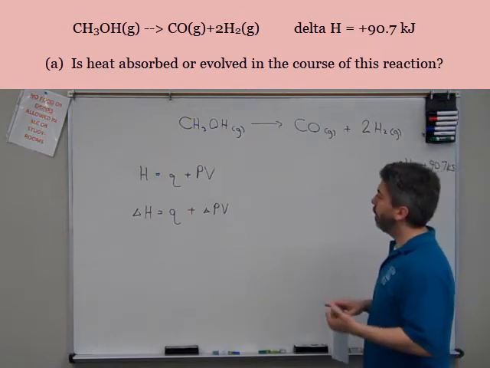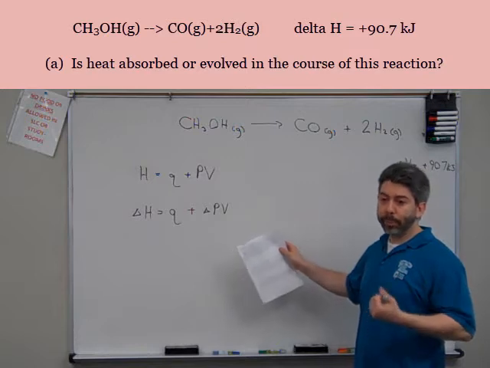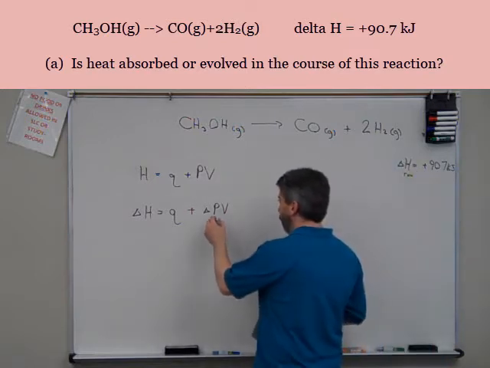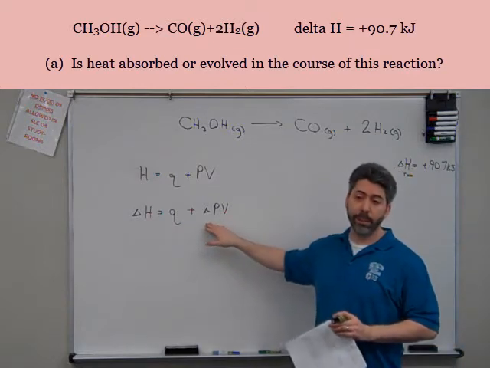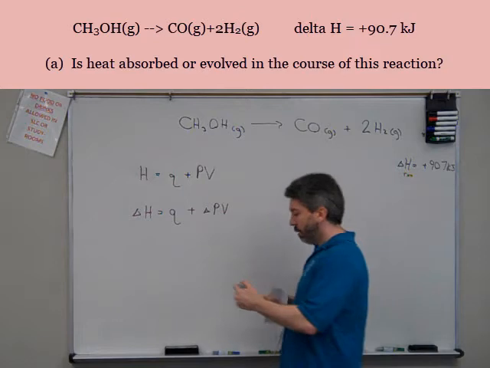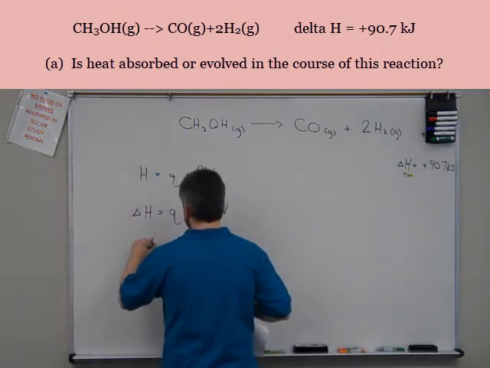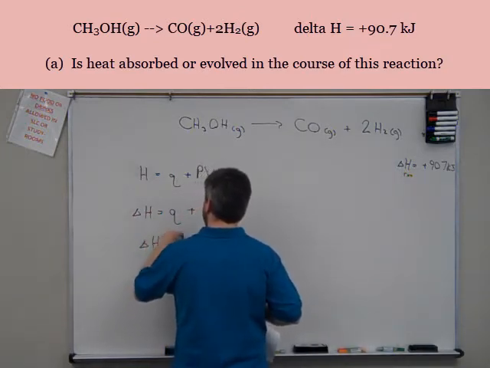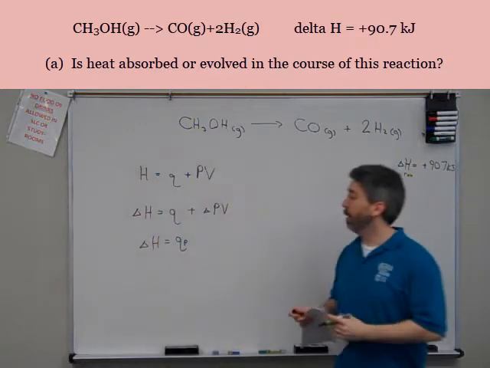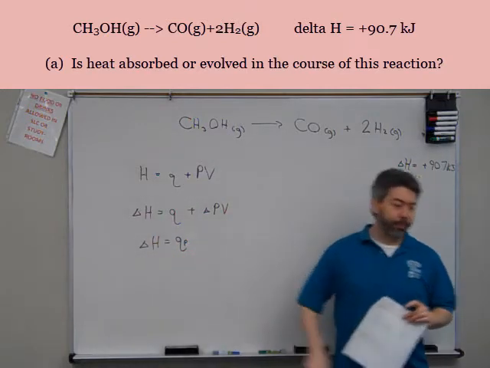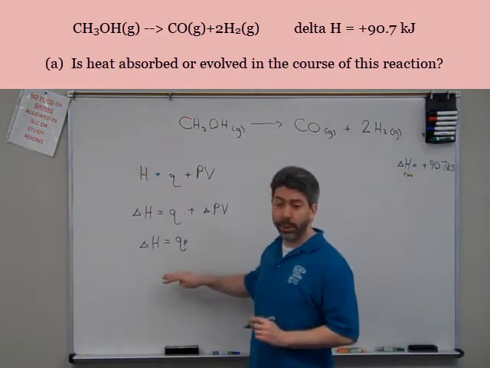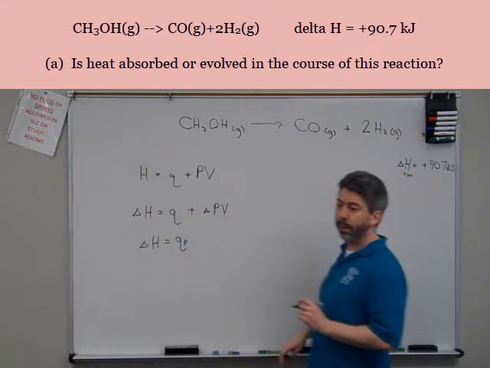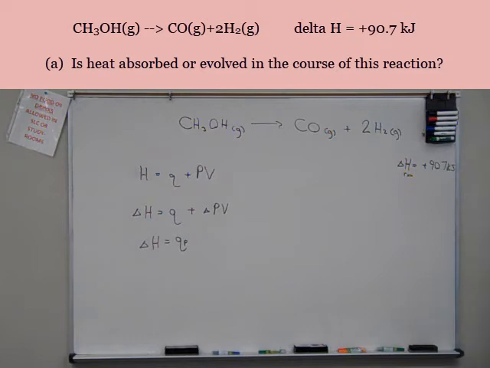Most of the situations we deal with are constant pressure. And if the pressure is constant, then there's no delta P. Delta P is 0. So we can think of delta H as approximately the same thing as Q, because at constant pressure, delta H is equal to Q. Does that make sense?